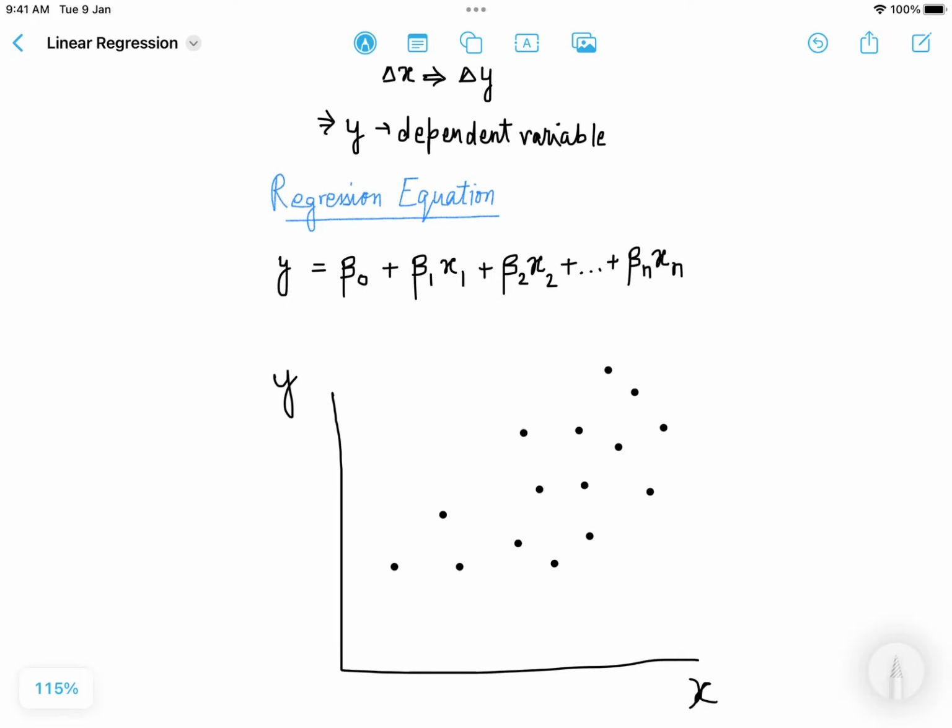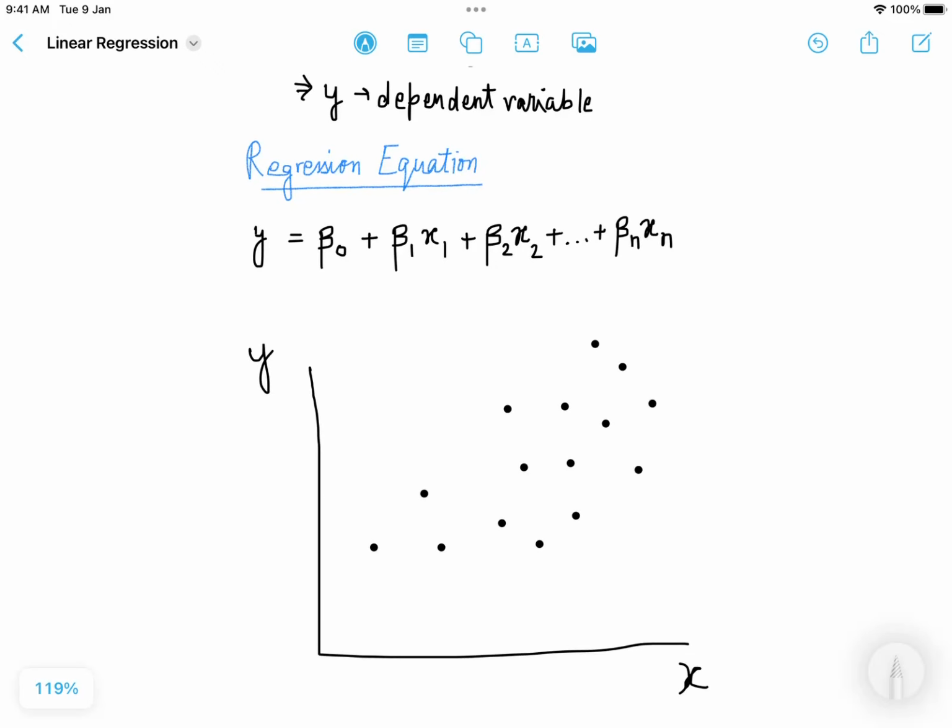So this is the regression equation for a multiple linear regression model. This beta naught is the intercept here. Beta 1 is the coefficient of the x1 variable. Beta 2 is the coefficient of the x2 variable, and so on. For example, in case of predicting the price of a house, x1 could be area, x2 could be number of bedrooms, x3 could be number of bathrooms, xn could be neighborhood.